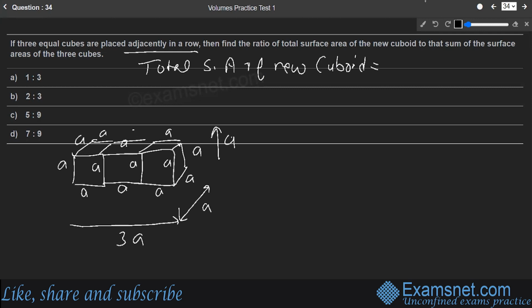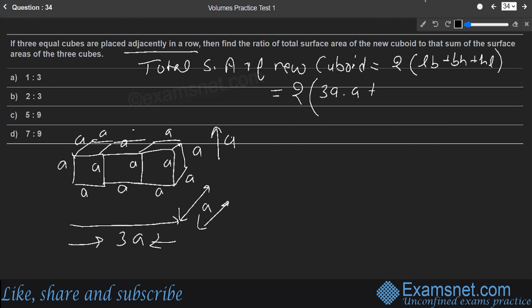So total surface area is always given by 2 into (LB plus BH plus HL). Length of the new cuboid, as seen in the figure, is 3a, breadth is a, and height is also a. So let's put down the values. It's going to be 3a into a plus a into a plus a into 3a, LB plus BH plus HL, which comes out to be 7a square, and with the 2 it actually becomes 14a square.